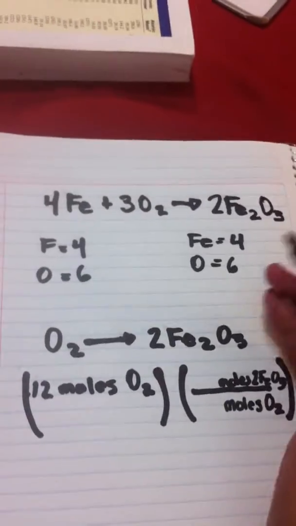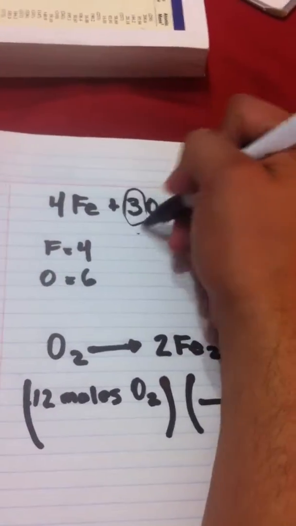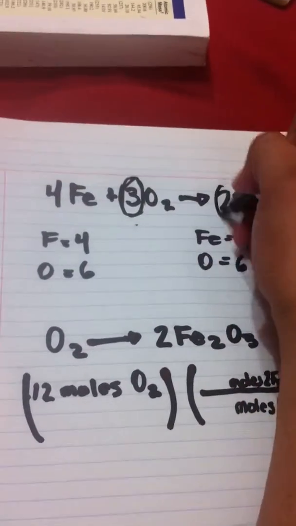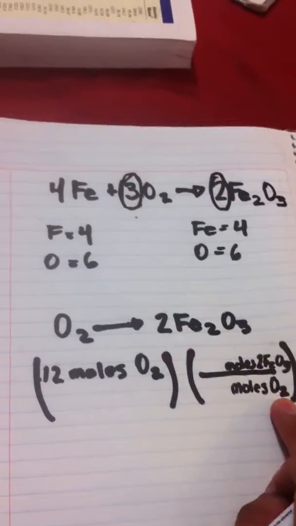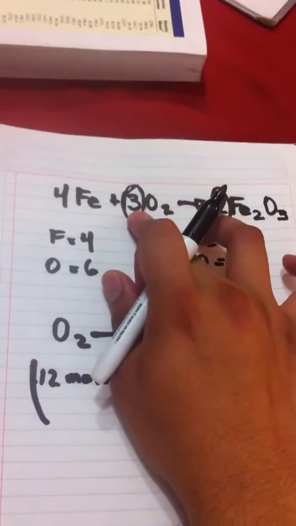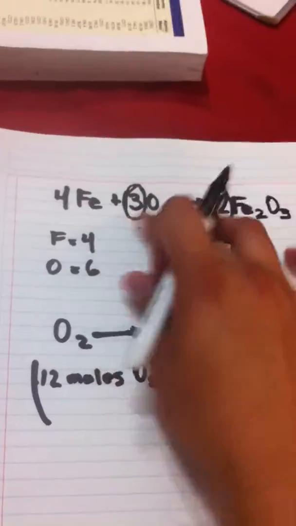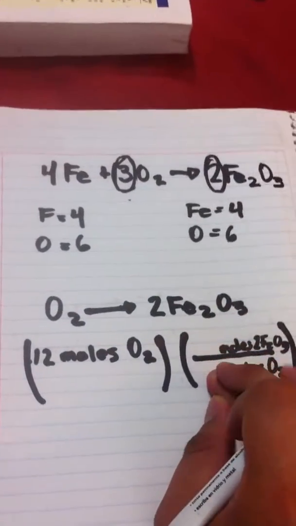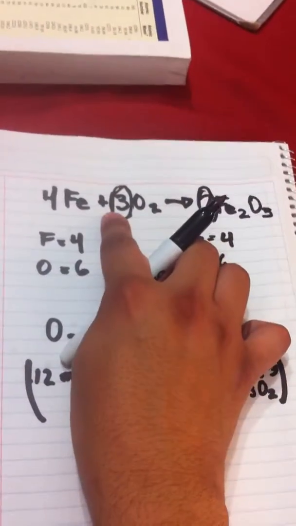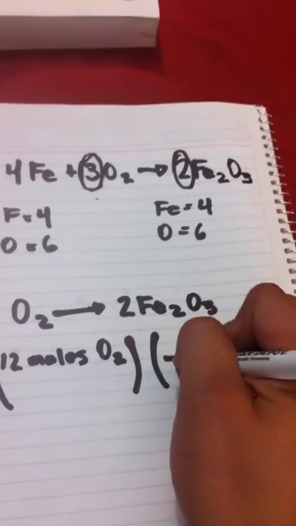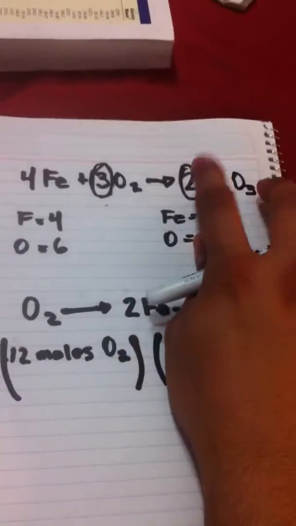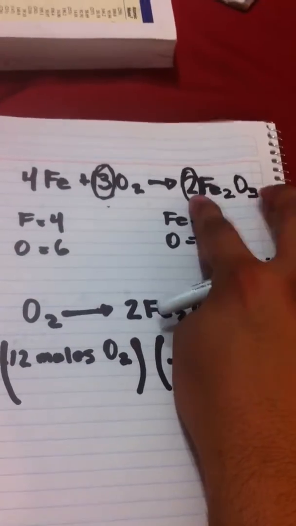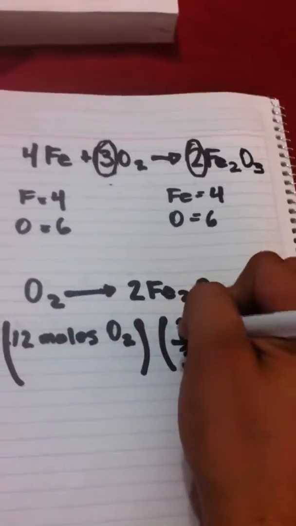Okay, so we need to use the coefficients of each part of it. So for O2, which is the one that we need here, we have a coefficient of 3. We have a number 3 here, so we cannot use just a number 1 and a number 1 for both of these two. We need to use the same coefficient that we have up here. So we have a number 3 for O2, so we're going to use a 3 right here for O2. But we have a number 2 for the final solution, so that 2 we're going to use it right here.